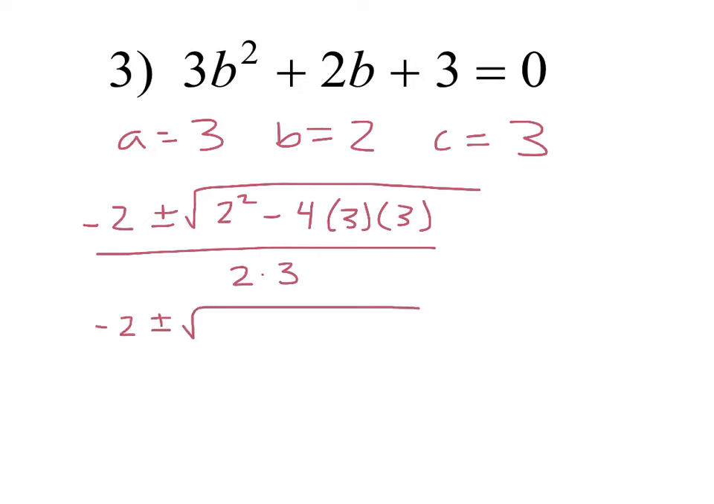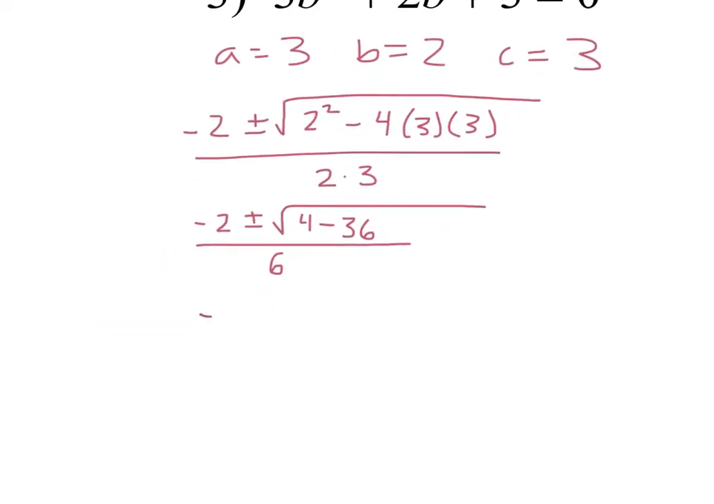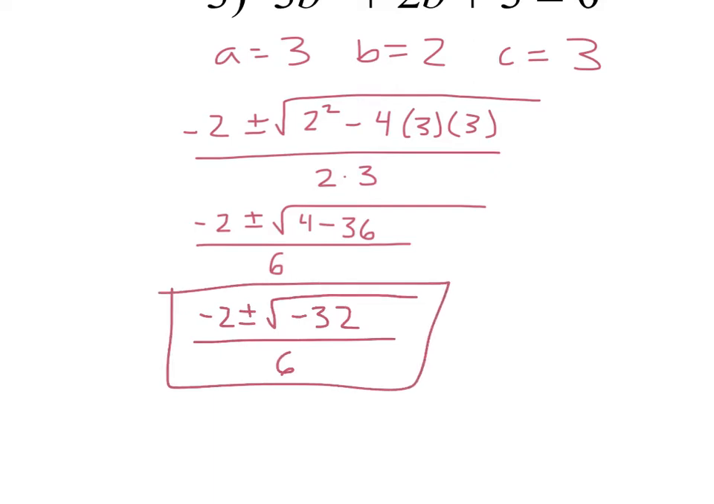How can we simplify under the square root? What's 2 squared? 4. And then minus 4 times 3 times 3. 36. Negative 36. So minus 36 over 2 times 3, 6. So now we have -2 plus or minus the square root. What's 4 minus 36? -32 over 6. We can just leave our answer like that.